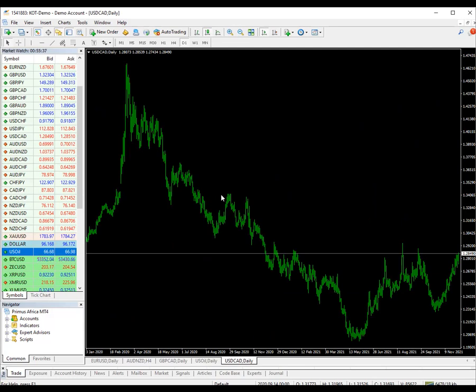So this is how USD CAD correlates with oil because of the high quantity of oil that is produced from Canada for the people of the United States. So this is also how gold and oil correlate with other currency pairs.